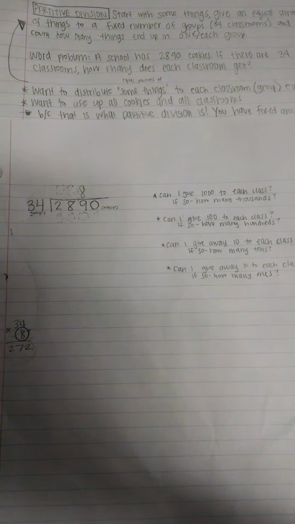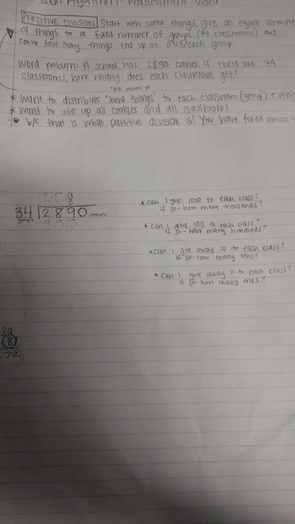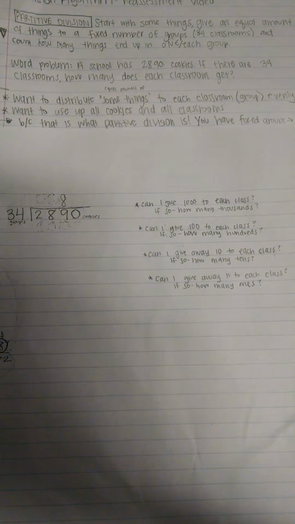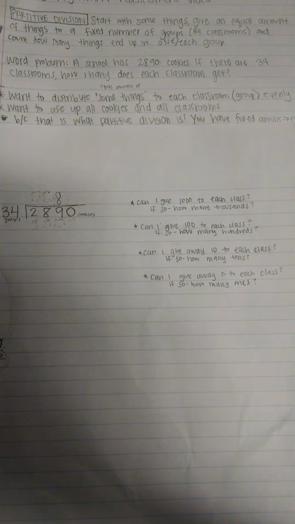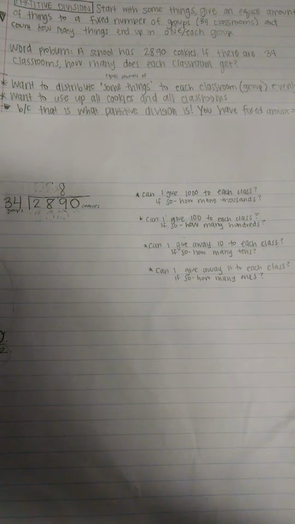Doing a reassessment video for division algorithm. So part of division is when you start with some things and give an equal amount of things to a fixed number of groups and count how many things end up in one or each group.